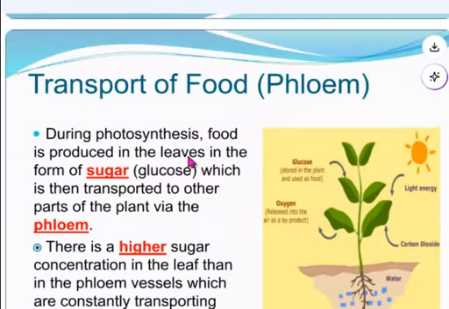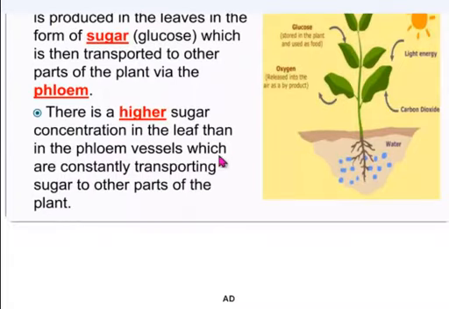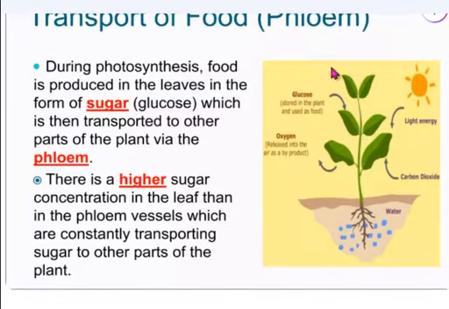And then transport of food, phloem. During photosynthesis, food is produced in the leaf in the form of sugar, glucose, which is then transported to other parts of the plant via the phloem tissue, via the phloem vessel. There is a higher sugar concentration in the leaf than in the phloem vessel, which are constantly transporting sugar to other parts of the plant. The sugar is actually needed in all other parts of the plant, but is produced in the leaves during photosynthesis.